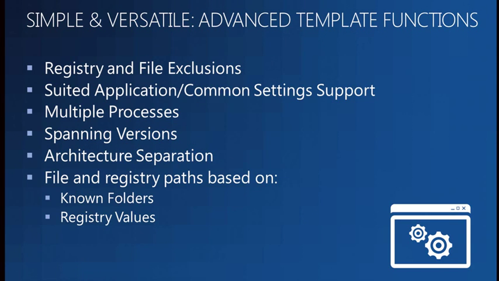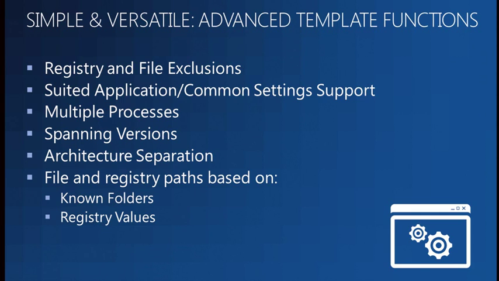The first one is registry and file exclusion. If you want to actually exclude files instead of including them, there's a provision to do so. The second one is suite application and common setting support, meaning if you have different applications that share settings, there are provisions to make sure that the triggers and everything work in conjunction. An example of that would be Office, where they share some settings. Adobe Creative Suite, and I'm sure you can have other examples. There are provisions to do that that are not available through the generator.